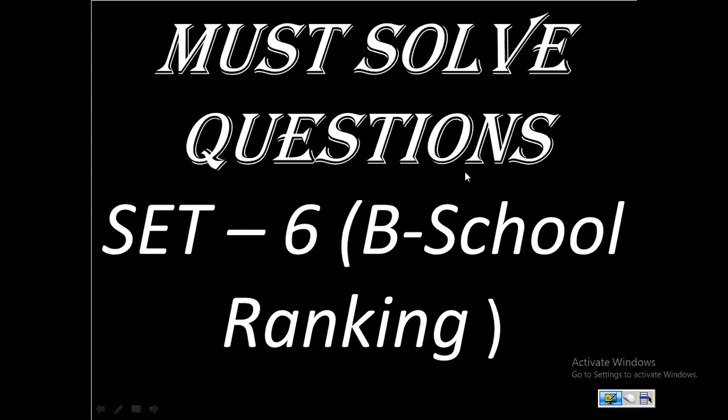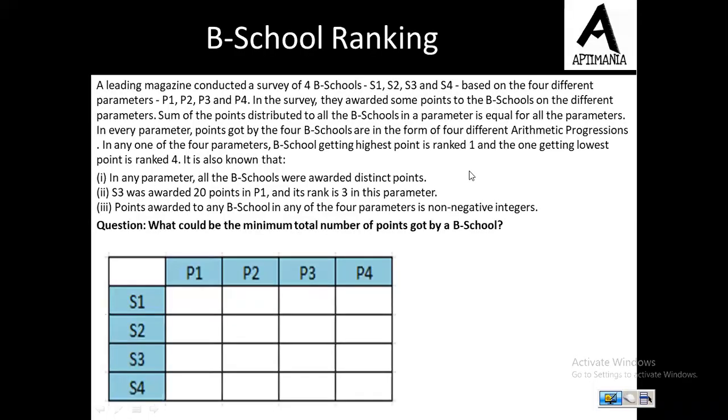in this video we are going to discuss set 6 of our must solve question series. The question is, a leading magazine conducted a survey of 4 B schools, and the names of the schools were S1, S2, S3 and S4, and the survey was based on 4 different parameters, P1, P2, P3 and P4. In the survey, they awarded some points to the B schools on different parameters.